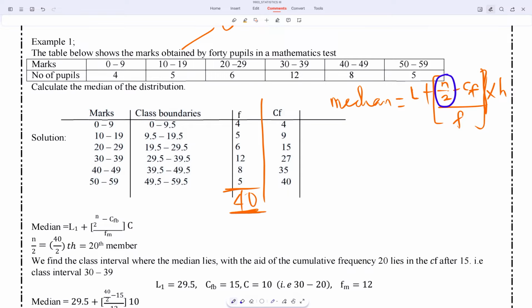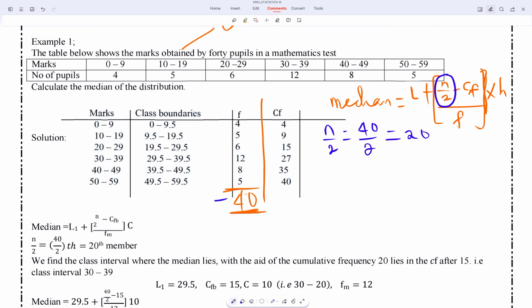And what is your n? N is the total frequency. So what's your total? Your total is 40. So you are going to say n over 2 is equal to what? 40 divided by 2. And that will give us 20. Do you understand that now? So that's 20. Now, you've gotten 20.